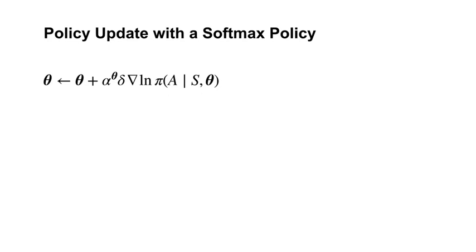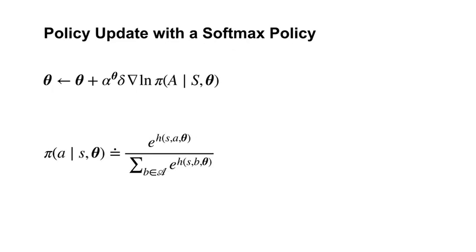Let's build an algorithm for a finite set of actions and continuous states. A common choice of policy parameterization for finite actions is the Softmax policy we discussed before. We can use function approximation to represent the preferences. The parameters of this function are the policy parameters denoted by theta. So our policy gradient learning rule will update theta.